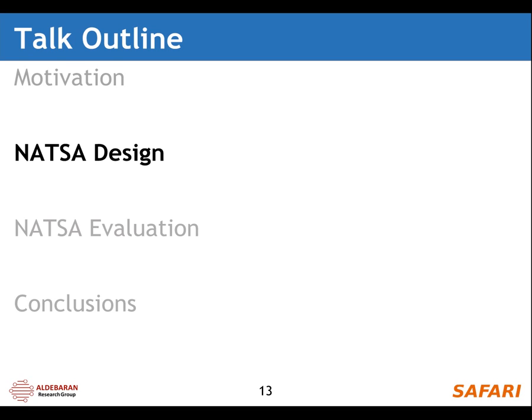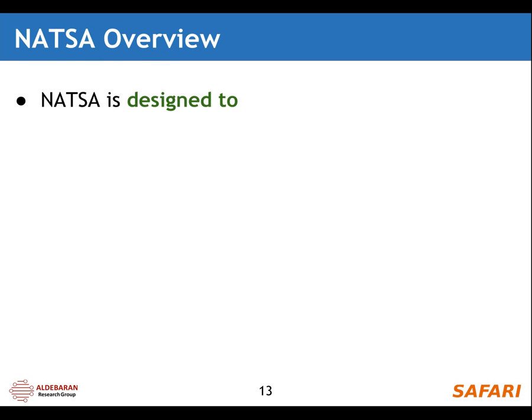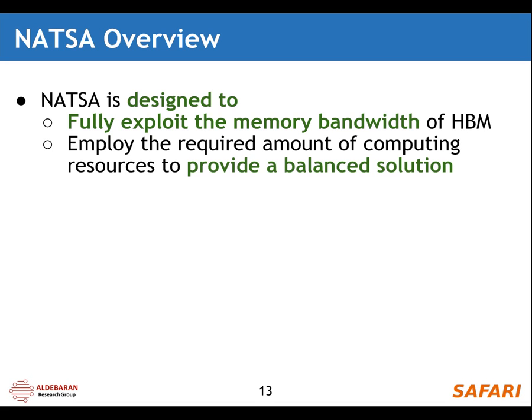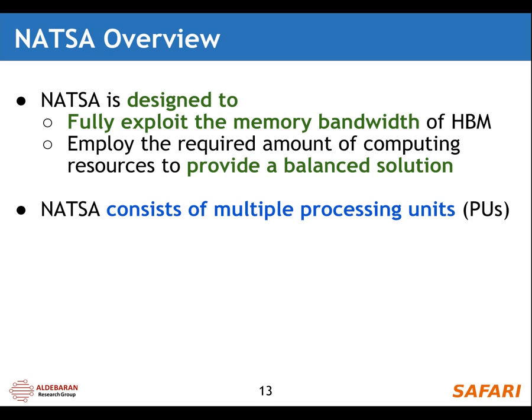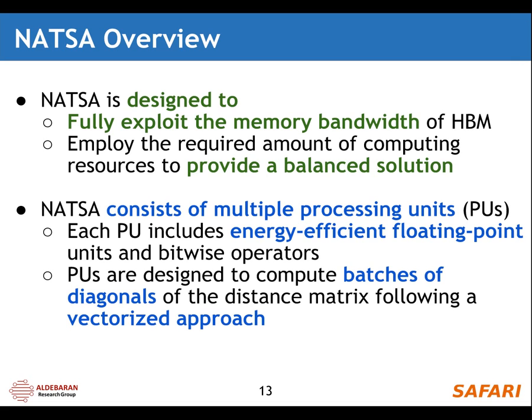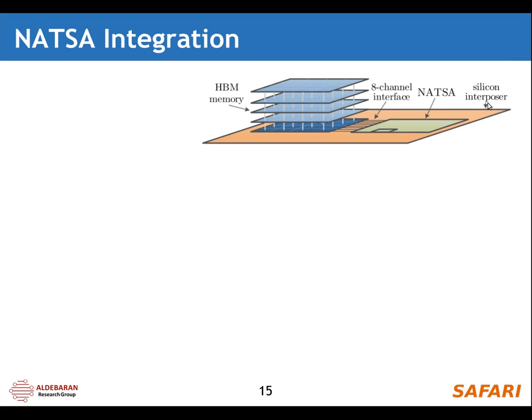Let's move to NATSA design. NATSA is designed to fully exploit the memory bandwidth of HBM and employ the required amount of computing resources to provide a balanced solution. NATSA consists of multiple processing units, PUs. Each PU includes energy-efficient floating point units and bitwise operators. PUs are designed to compute batches of the diagonal of the distance matrix following a vectorized approach. NATSA is integrated in the same silicon interposer with an HBM memory, as you can see here.